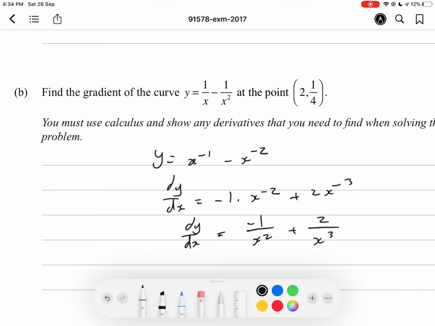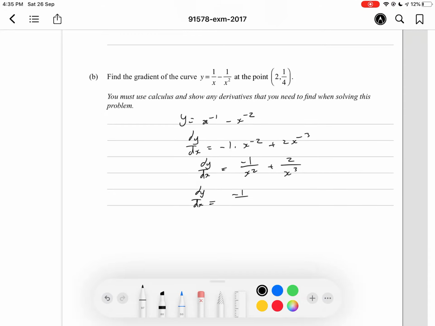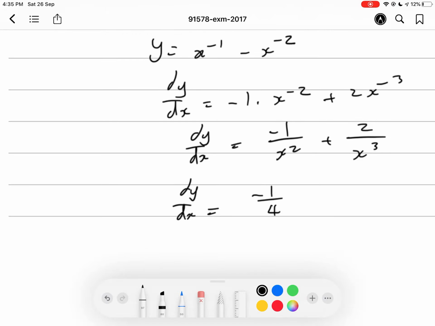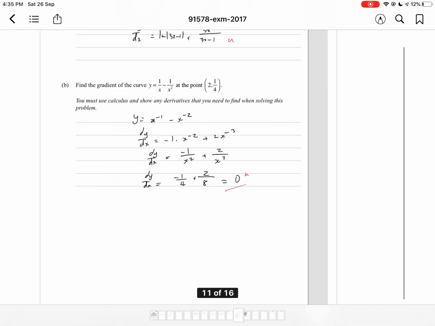So now I substitute x equals 2 to find the gradient at the point. So dy over dx equals negative 1 over x squared, which is 4, plus 2 over 2 cubed, which is 8. So negative 1/4 plus 2 over 8, that's actually just 0. So this gives us 0, and that should be our final answer. So this is, again, just an achieved level question.